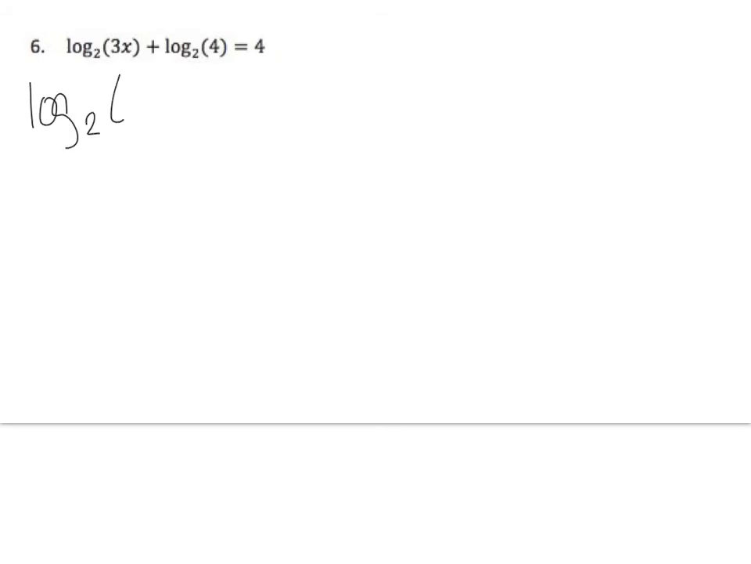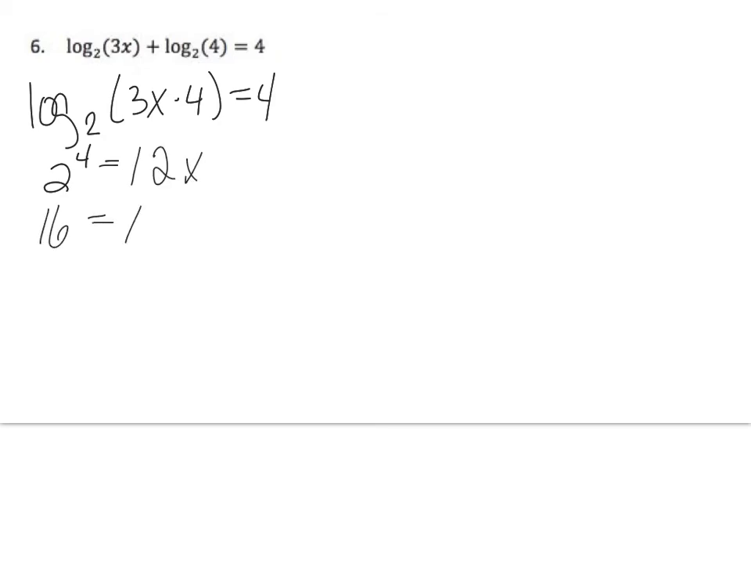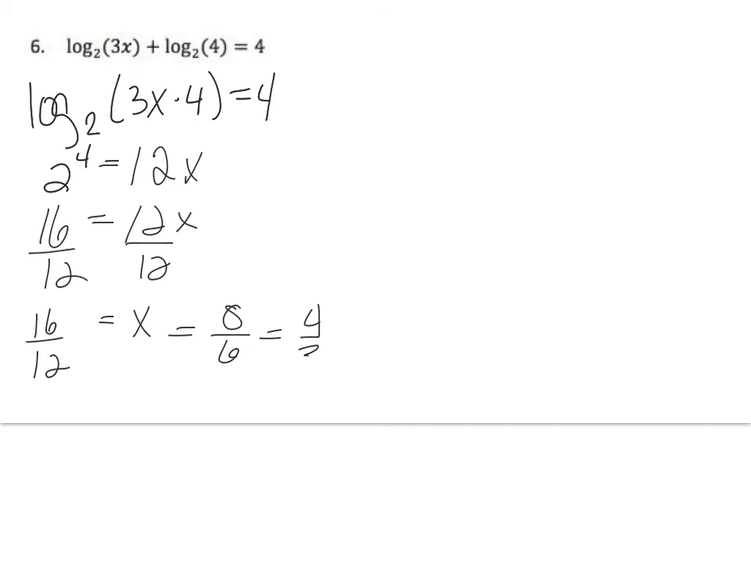Log base 2 of 3x times 4. So 2 to the 4th power equals 12x. 2 to the 4th power is 16. Divide both sides by 12. I have x equals 16 over 12, which reduces, let's see, 8 over 6 or 4 over 3.